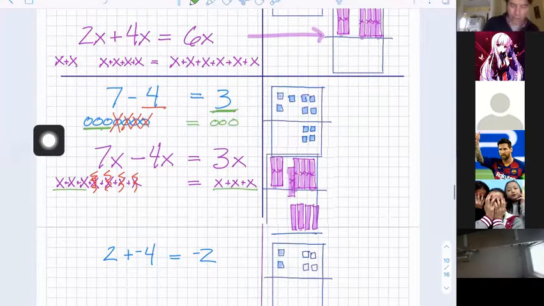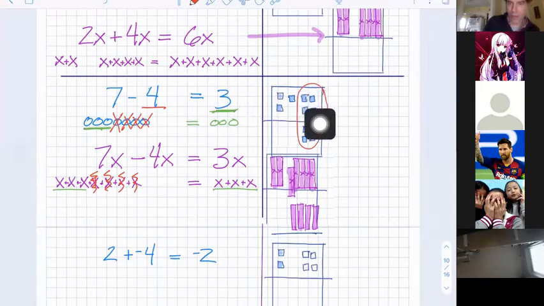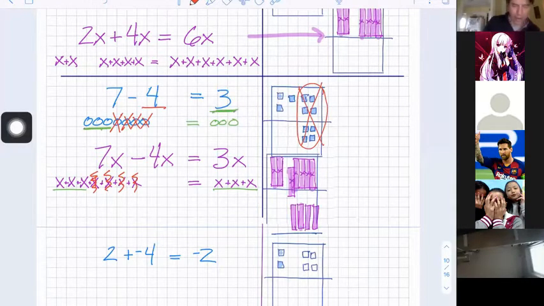7 minus 4, here's 7, here's 4, minus 4. That equals 3. I'm going to take you guys back to 0 pairs. This is something that I'll write down on here for you guys. We talked about 0 pairs earlier, so we're going to come back to this. When I have the same amount on opposite sides of the line, so 4 minus 4, that equals 0. And so what I'm left with is 3. I had 4 that got minus 4 and they were gone, and then 3 is what's left over. That's how this works in one of these. 7x minus 4x equals 3x. It works the same way.